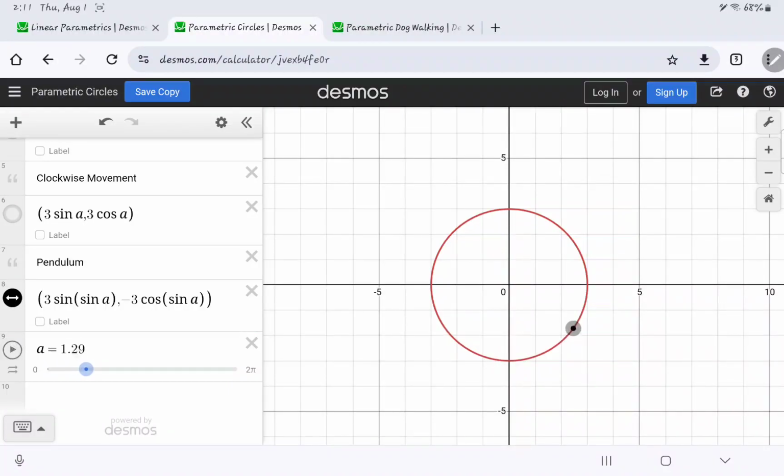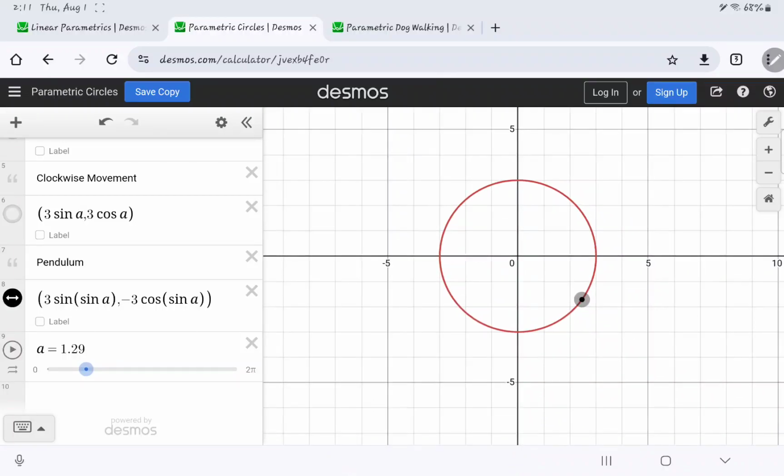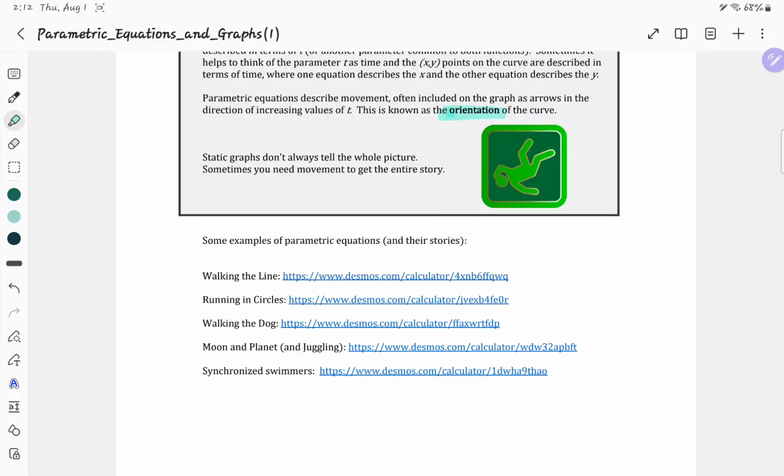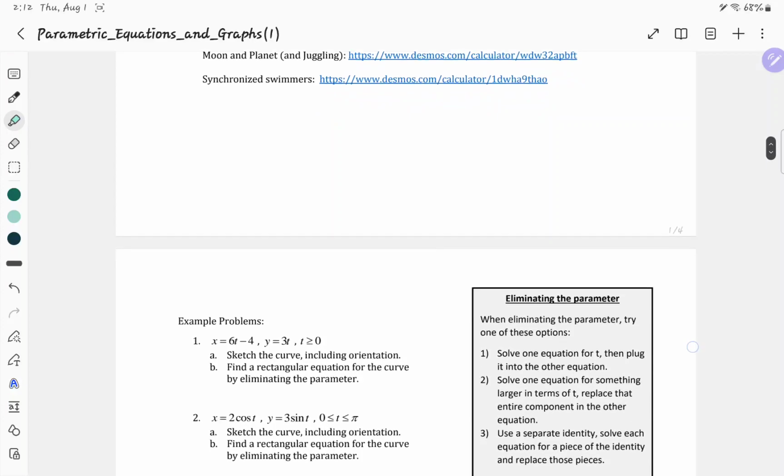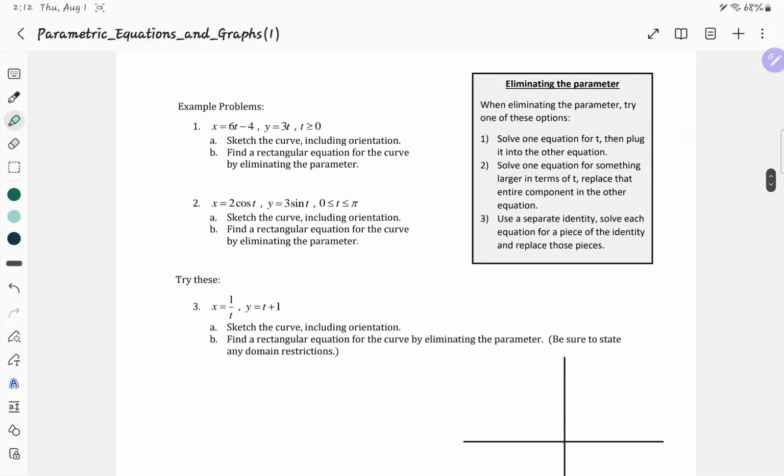All right, we'll jump back to the other notes. And we might take a look at that walking the dog here in a minute. But I want to go through a couple of these examples.